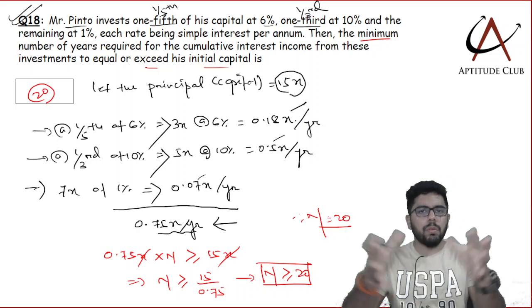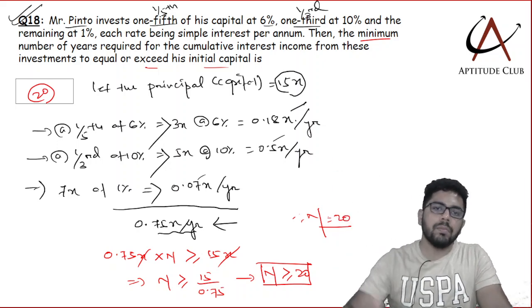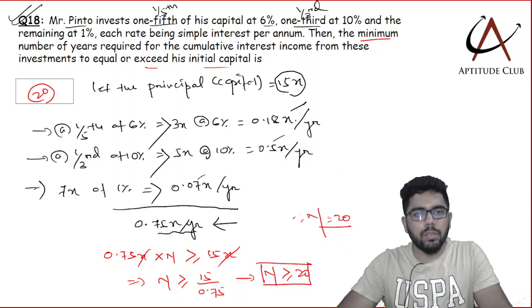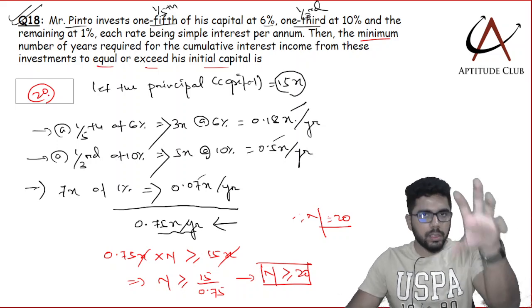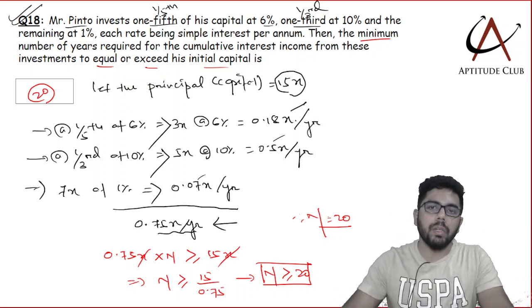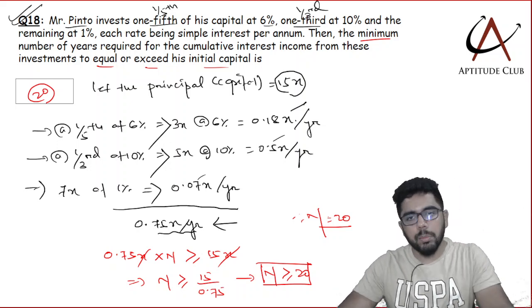So in 20 years it will match the capital. Then, it is saying equal or exceed. So in 20 years it is equal, and then starting from 20 years it will start exceeding the capital.